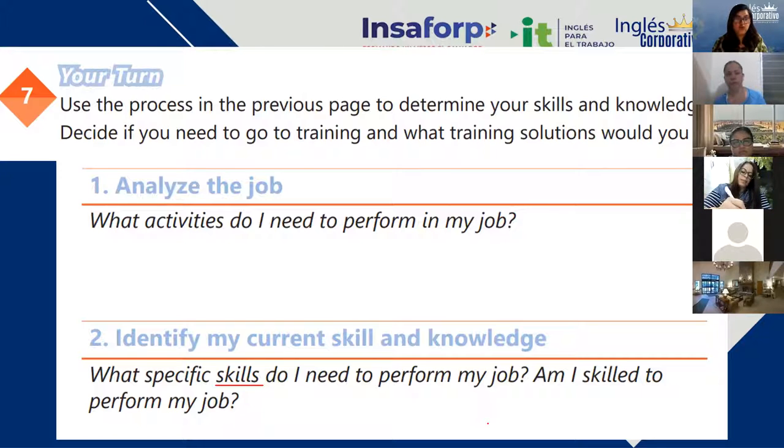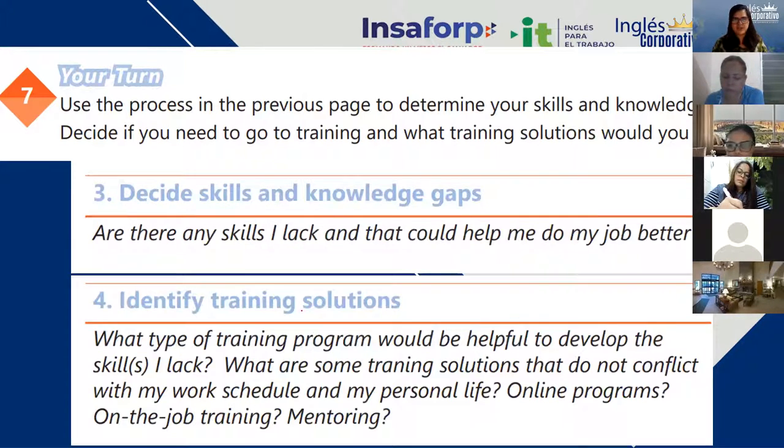And then, are you prepared? Remember now in the CV, you also include the skills that you have, right? That's a very important part, to include the skills. So are you skilled to perform that job? Then you say yes or no, and why not? Okay, so give it more information.